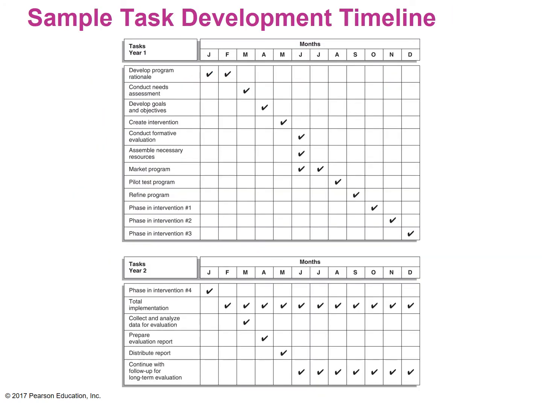And here's what I mean by a graphical representation. You should be able to view the calendar or the timeline, and at any given moment, say, okay, here's what needs to be done. So if we look at this top one and we look at November, we should be in phase 2 of the intervention. If we go down to year 2 and look in November, there should be a total implementation, so the program should be full steam ahead. And the other thing we need to make sure we're doing is continued follow-up for long-term events. So just make sure we're collecting data.